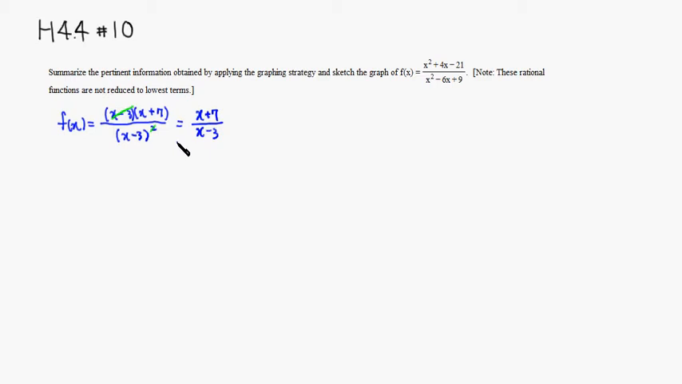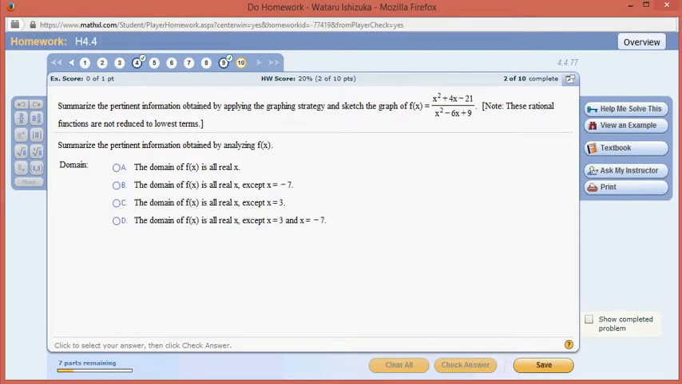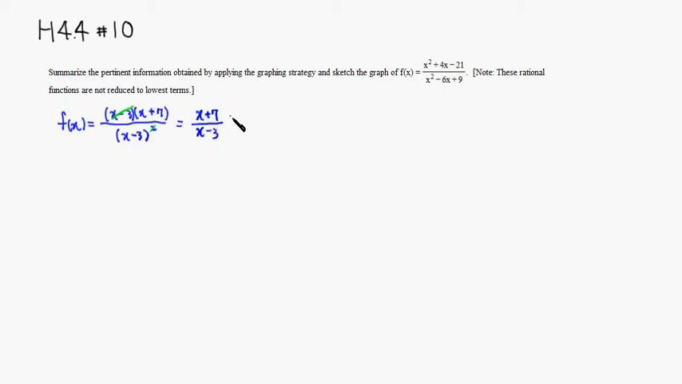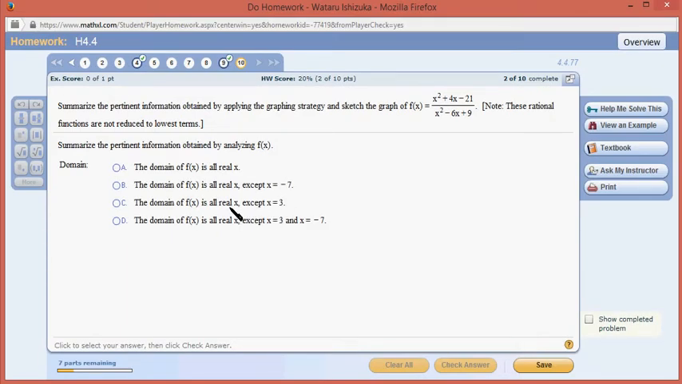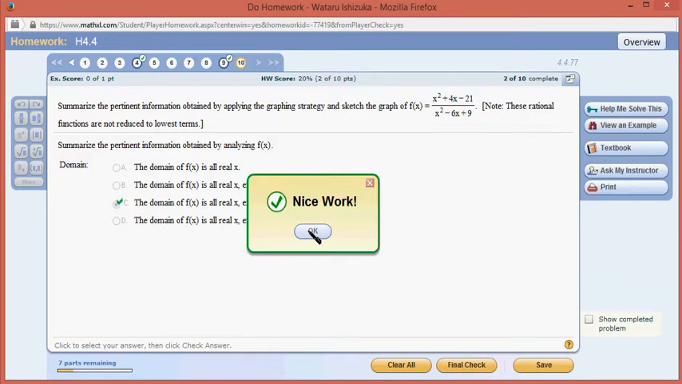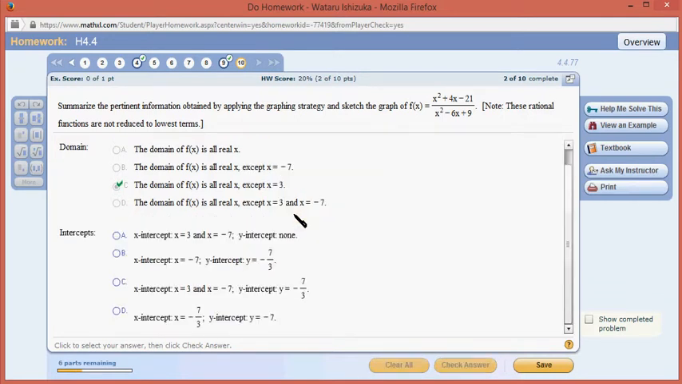If you want to find the domain, you can see that x equals 3 would be bad, so the domain is all real numbers except for 3. Check the answer. So we got that. Then x-intercepts and the y-intercept. So let's find that.